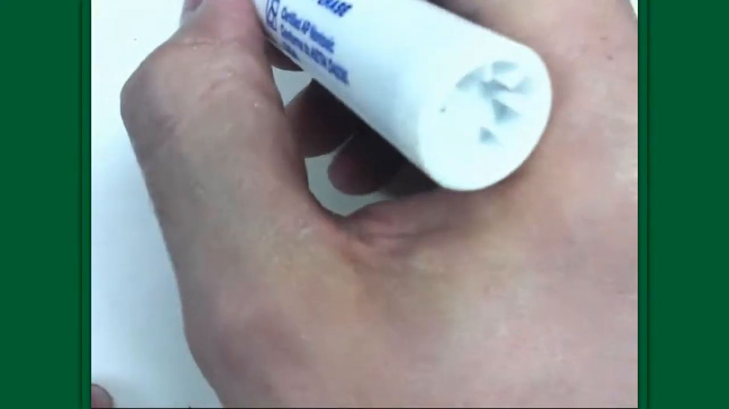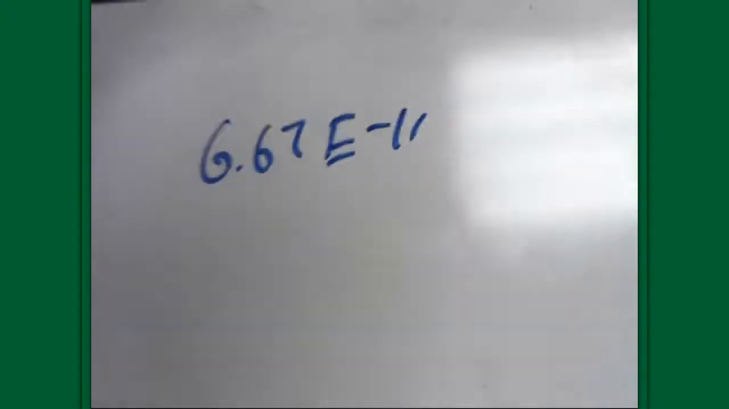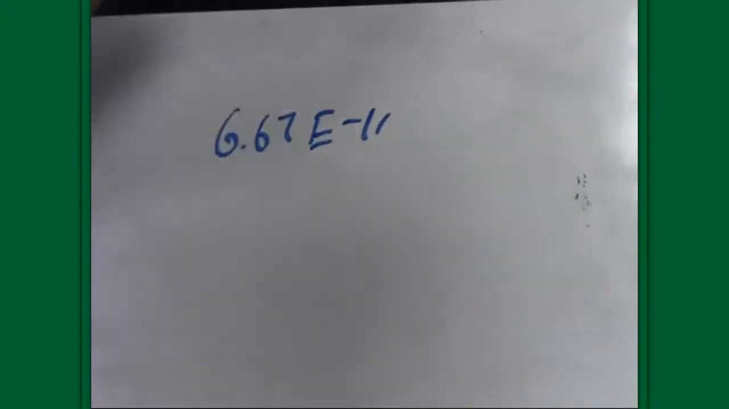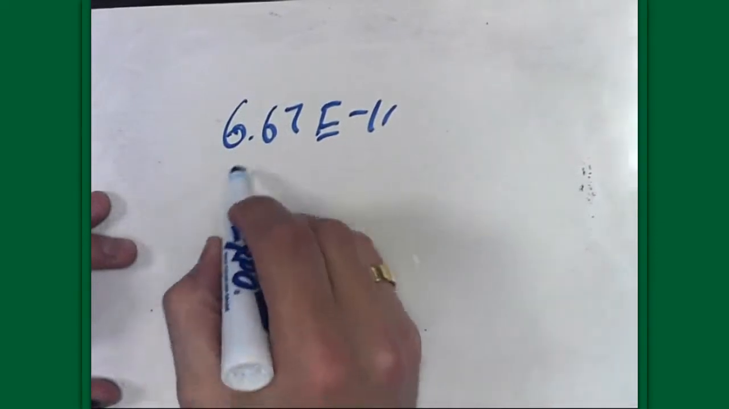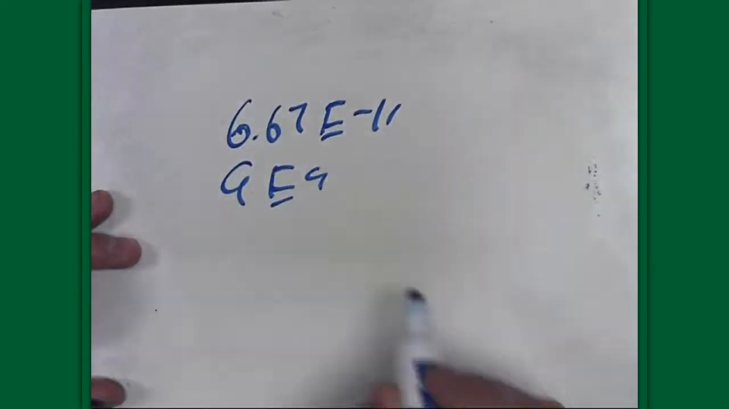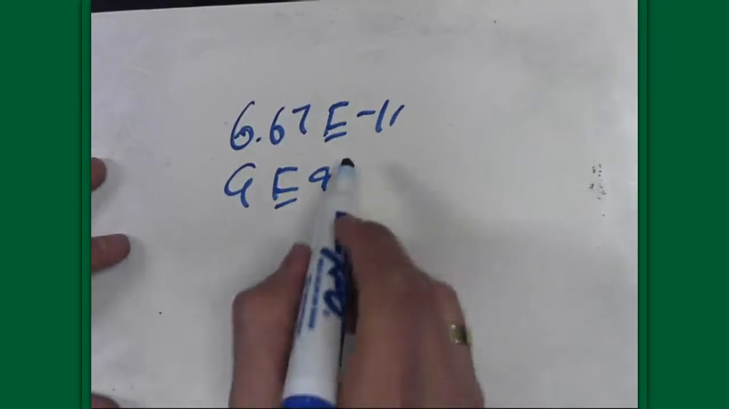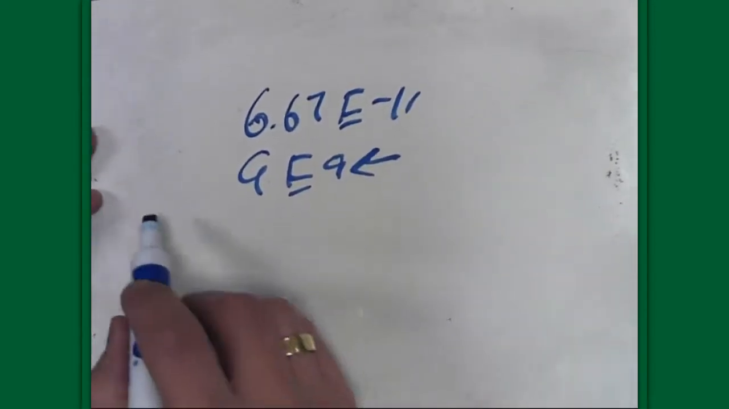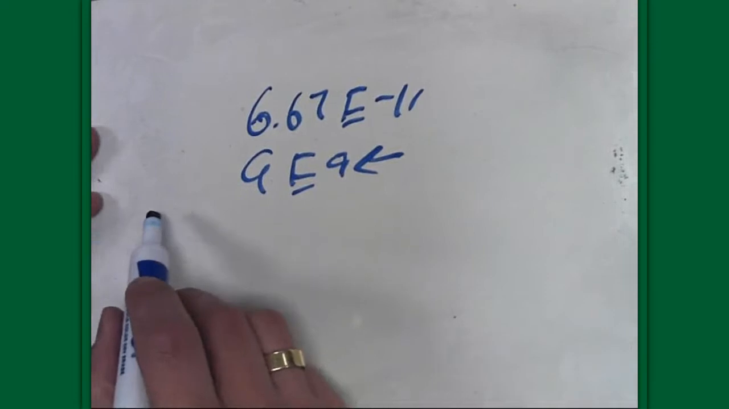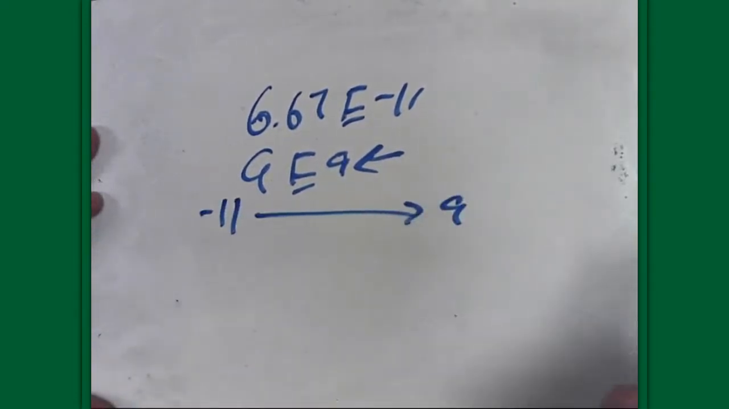Write these numbers down here. 6.67 times 10 to the negative 11th. That's G. And K is 9 times 10 to the 9th. That's a massive difference, a huge difference. This one is much, much larger. There are 20 orders of magnitude difference between negative 11 all the way to positive 9.